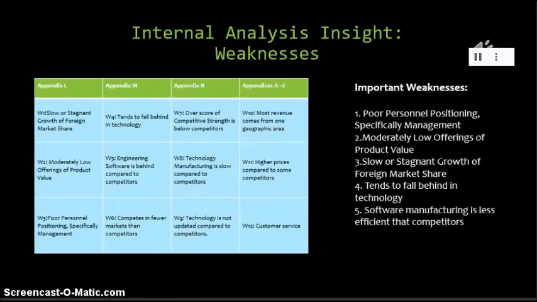Globex also determined many weaknesses of the firm during the internal analysis. The image shown lists the top 12 weaknesses our firm sought out. The top 5 most important we concluded are poor human resource positioning, low offerings of product value, slow or sometimes stagnant growth of market share, being behind in technology compared to competitors, and less efficient software manufacturing compared to competitors.